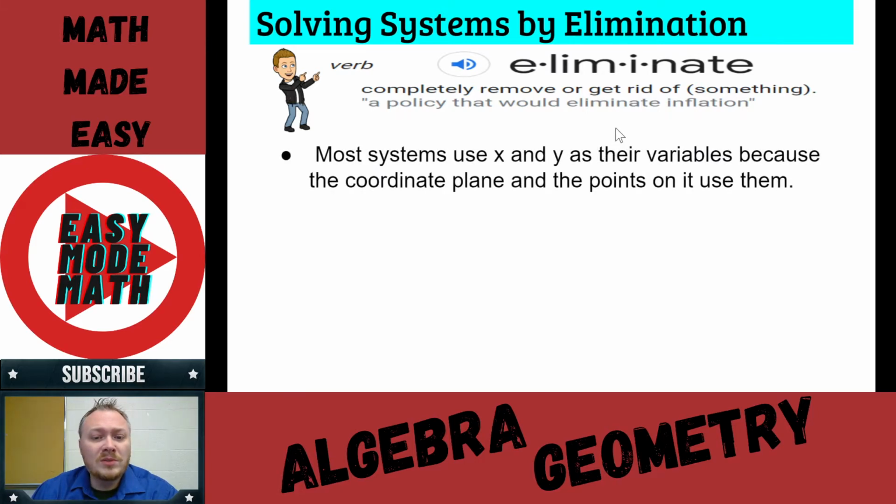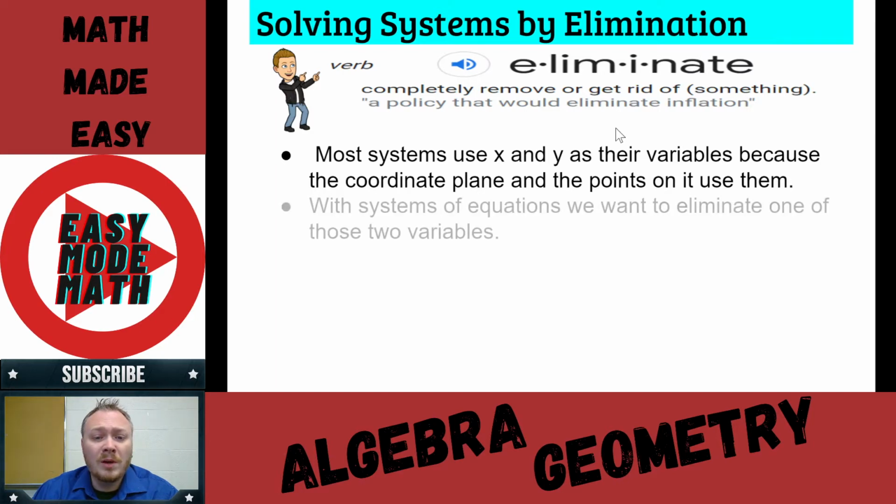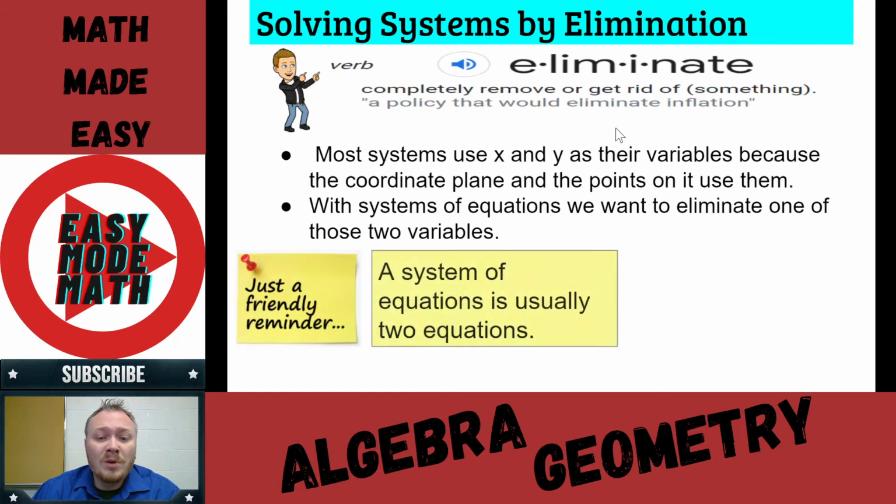Most systems use x and y as their variables because the coordinate plane and the points on it use those variables. So those are typically the variables that we're going to use. With systems of equations, we want to eliminate one of those two variables. Okay, that's our goal, is to get rid of one of those variables. And just as a reminder, a system of equations is usually two equations, but we can have three or more. Most of the time when we're working with these problems, it is two though.